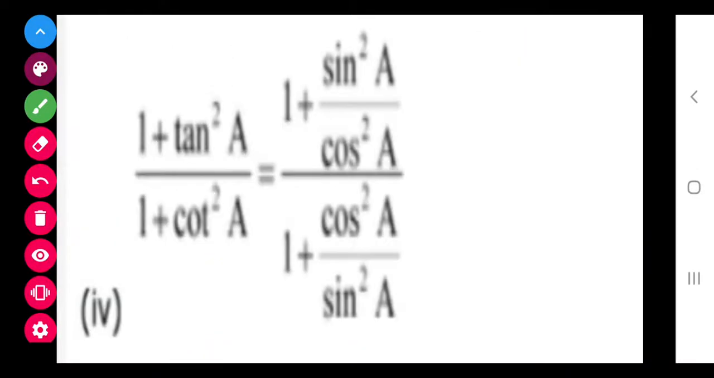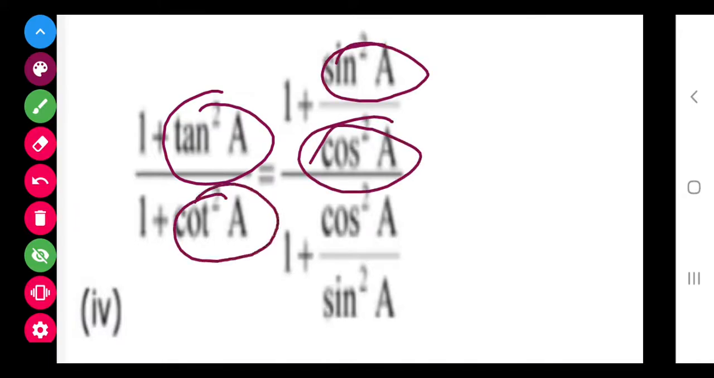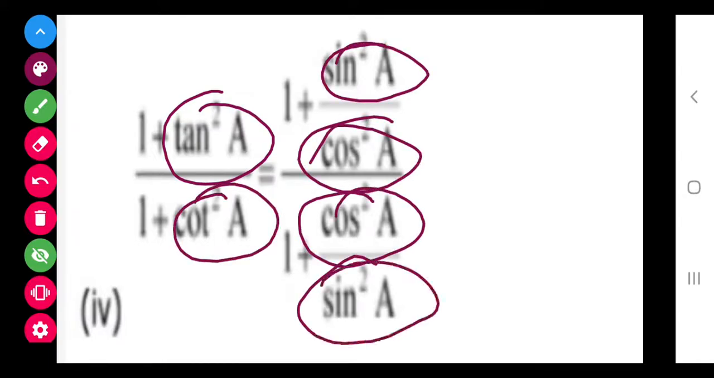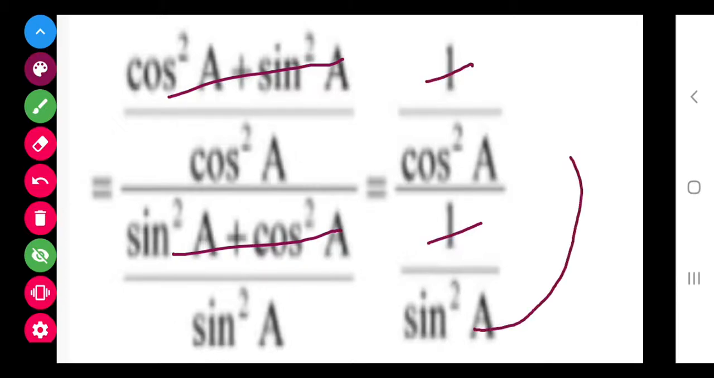Now see their method also, the book method. What is done? In place of tan A, it is written sine upon cos. In place of cot, it is written cos upon sine. So it is in square, so it is written squared. Now taking the LCM above, this sine square A plus cos square A is equal to 1 and 1. Now the same answer is coming as I have told you already.